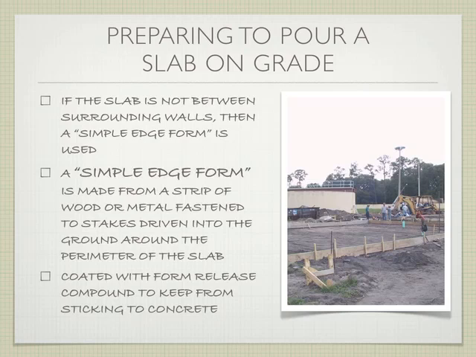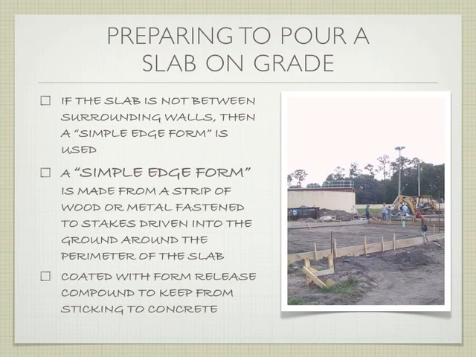In terms of preparing to pour a concrete slab, if the slab is not between surrounding walls, so if we're doing it where we have an open field, we haven't built any walls yet, and we're going to pour a slab, what we're going to do is use what's called a simple edge form. The idea behind a simple edge form is it's simple, and it's a form that goes all the way around the edge of the slab. It's usually built with some kind of dimension lumber, and we'll talk about that when we get to the wood class.